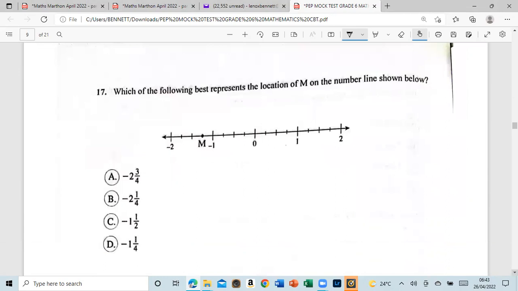Alright. Let's move on to 17. Which of the following best represents the location of M on the number line shown below?